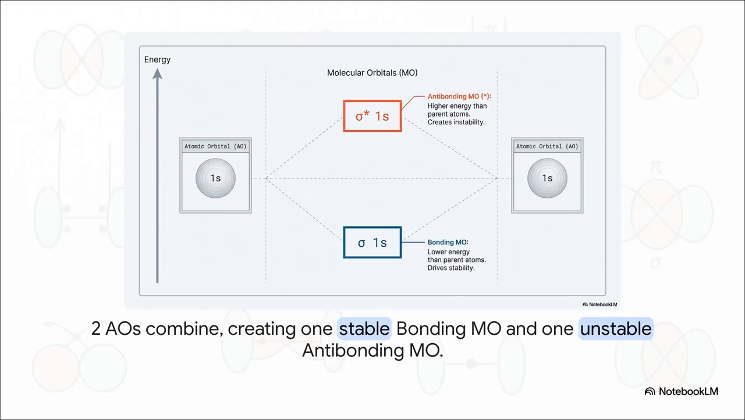Now here's the magic trick, and it's a fundamental rule you gotta remember. If you start with two atomic orbitals, you have to end up with two molecular orbitals. They split. One of them becomes a lower energy, super stable orbital we call a bonding MO. This is the glue holding the atoms together. But the other one becomes a higher energy, unstable antibonding MO, which does the exact opposite. It actually works to push the atoms apart.